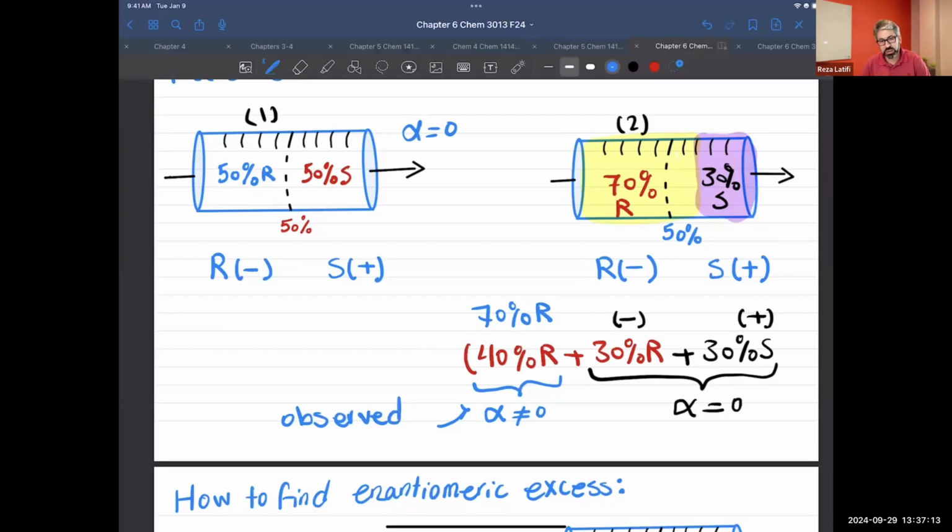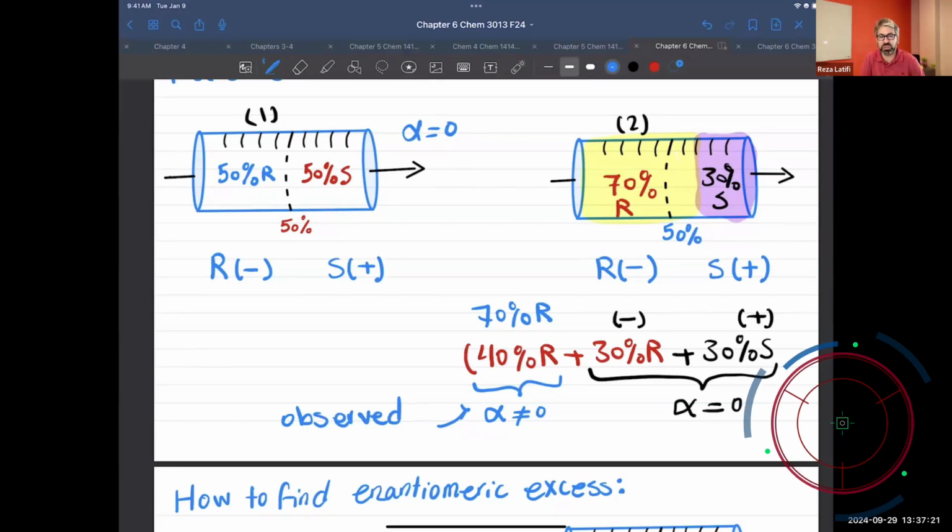The observed alpha is going to be because of the 40%. I'm going to stop the lecture here, and in the next lecture I will practice the three methods to calculate the enantiomeric excess for you, and I will see you very soon.